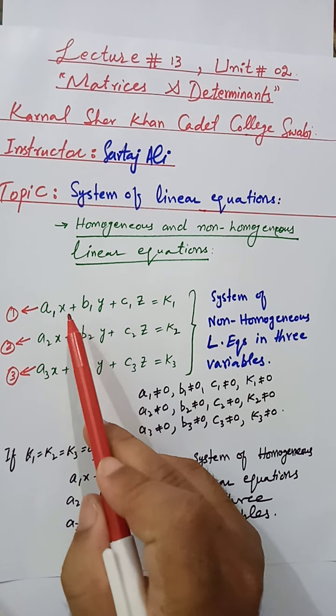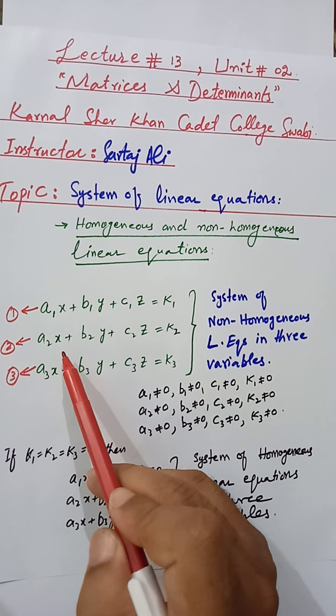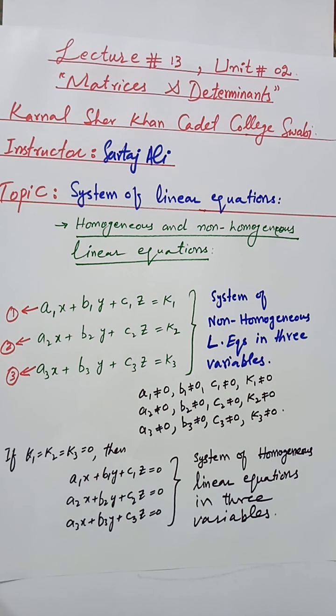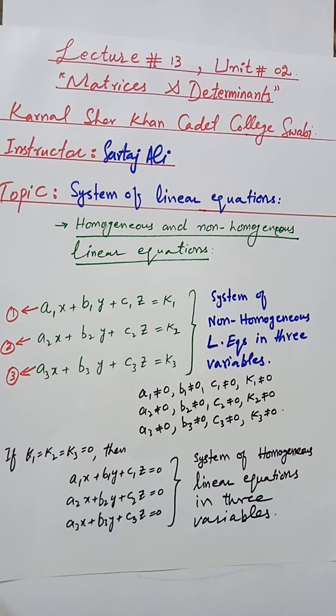You see that in each equation x, y, z is present, and these are the variables. a1, b1, c1, k1 are the constants of the first equation, in which a1, b1, c1 are the coefficients and k1 is the constant. Similarly a2, b2, c2 and a3, b3, c3 are the coefficients of x, y, z in equation 2 and equation 3 respectively, and k2 and k3 are the constants.